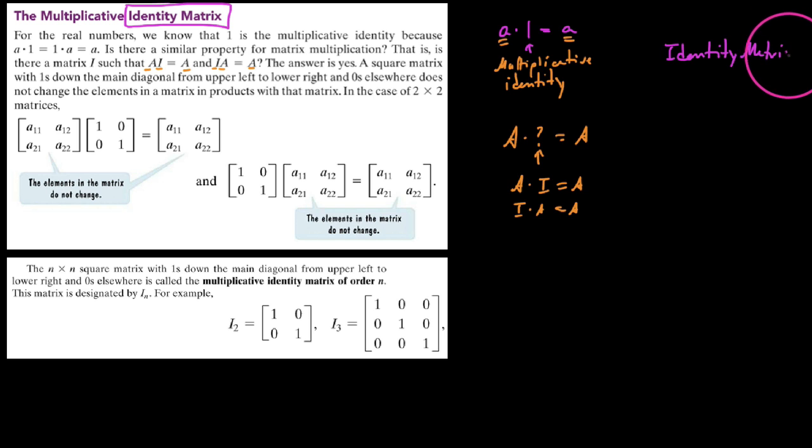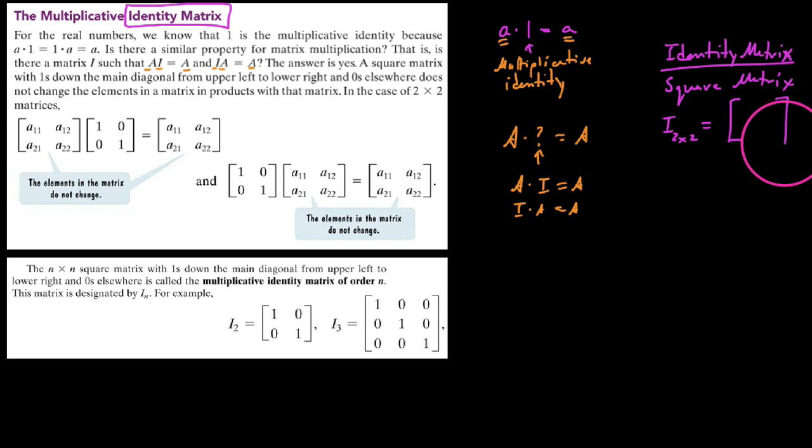So what do we know about the identity matrix? One thing I want to point out right off the bat is this: an identity matrix is a square matrix, which means that it has the same number of rows as columns. The way this works is that it's a square matrix with ones down the main diagonal from upper left to lower right and zeros elsewhere. When we multiply by that matrix, it does not change the elements in the product. If we look at an identity matrix of order 2 by 2, what we're looking at is ones down the main diagonal and zeros elsewhere.